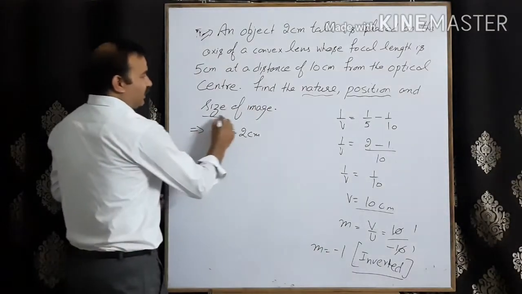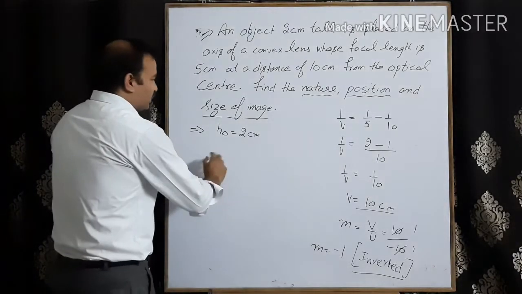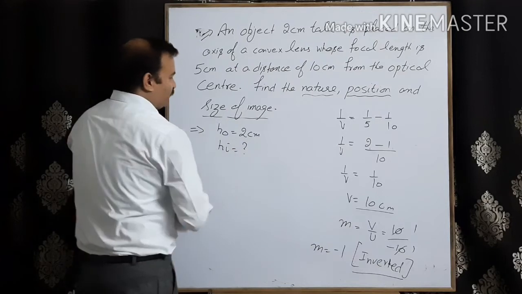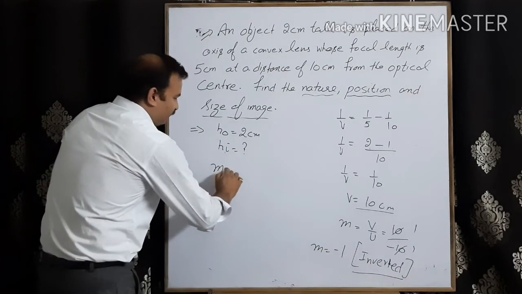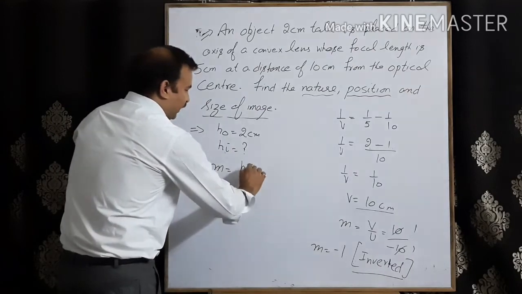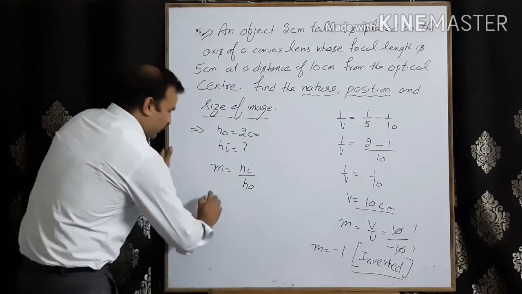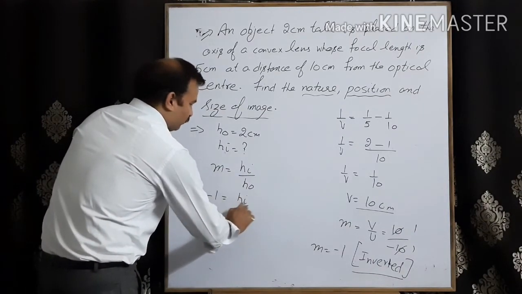Now we have to find the size of the image. What is the size of the image? It means we have to find the h of i, hi. So what is the formula for the magnification in terms of height? That is height of an image upon height of an object. Now what is magnification? That is minus 1. So what is the height of the image? We have to find out.